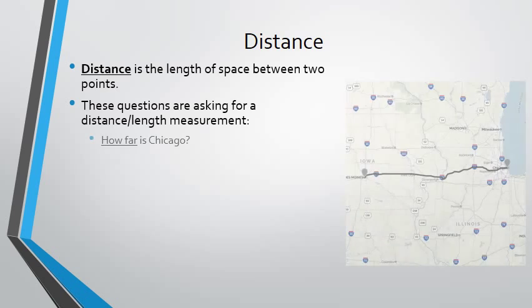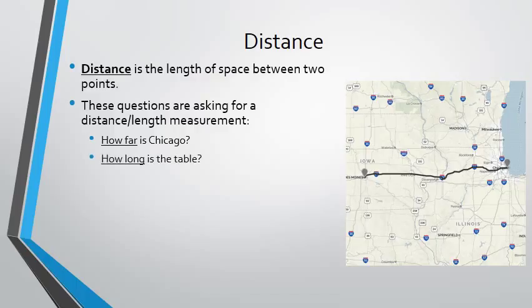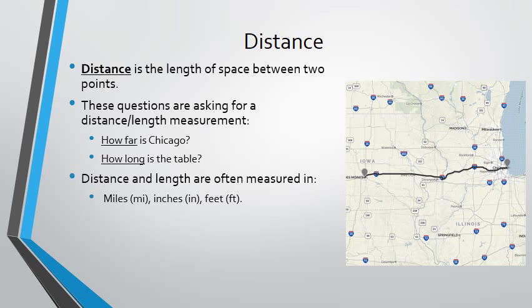If you see something that says how far, for example, how far is Chicago, that question is asking for a distance measurement. If it says how long is the table, the words how long have given me a clue that this question is asking for a length measurement. You can also identify distance and length measurements by looking at units. Commonly used units for distance and length are miles, inches, and feet.